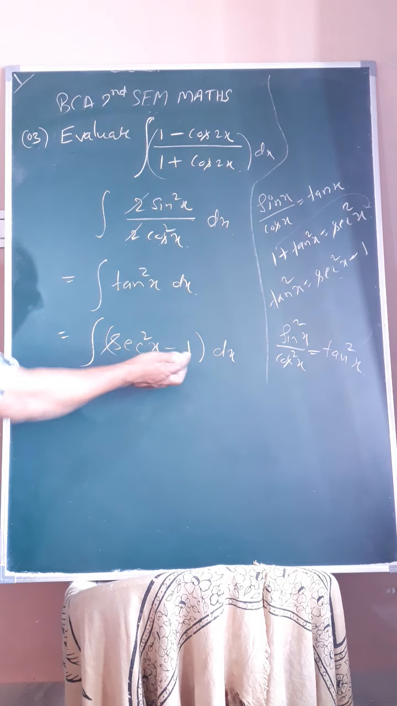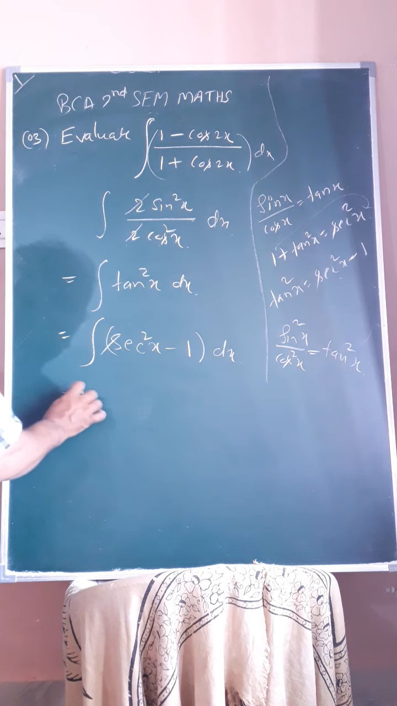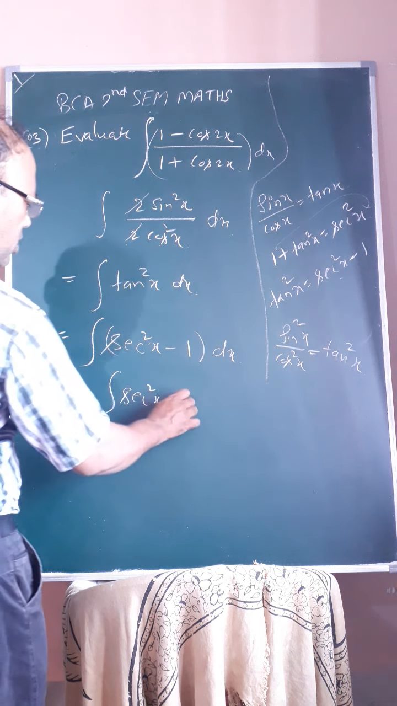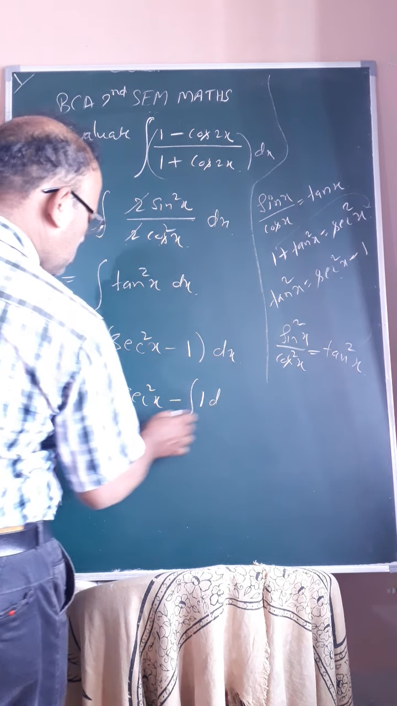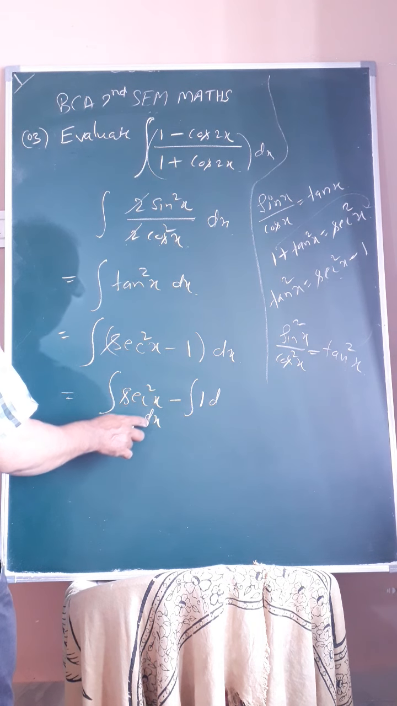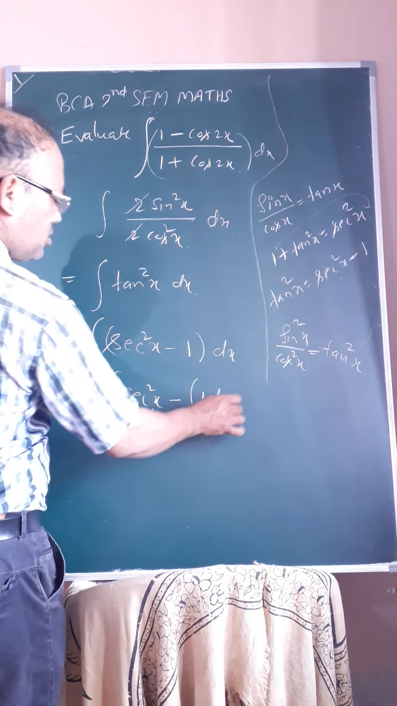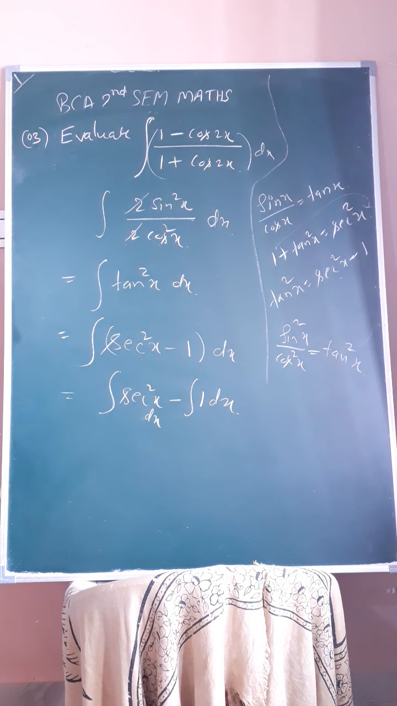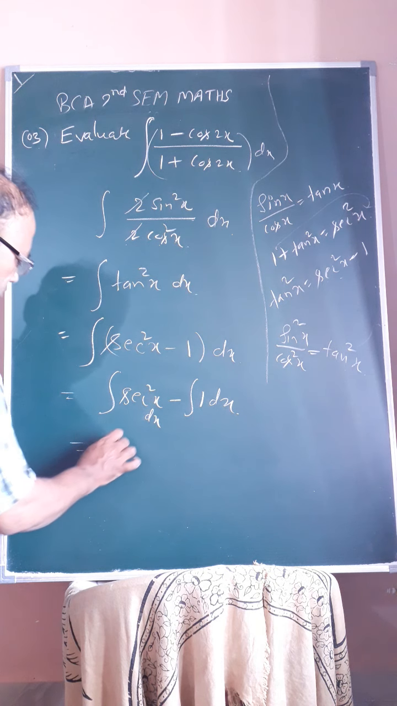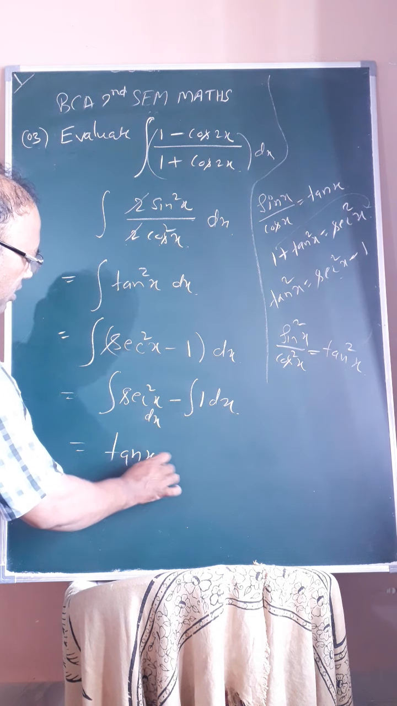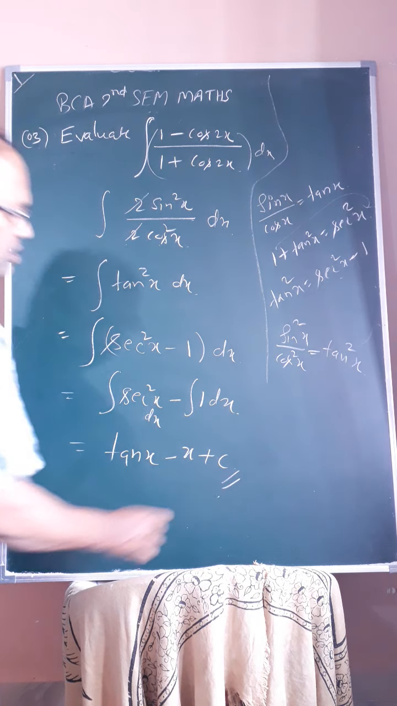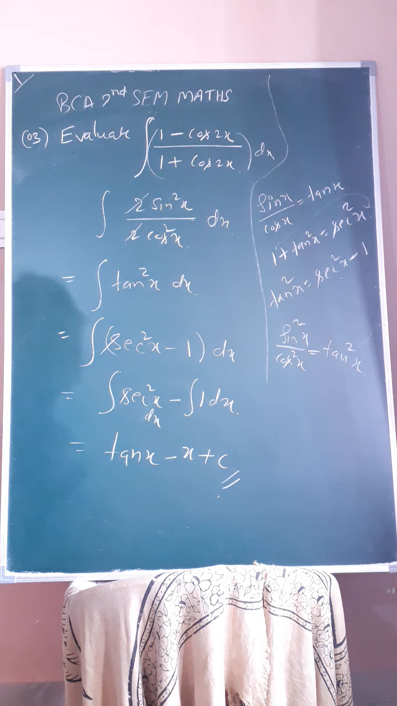Apply the integration symbol to each term. Integration of secant square x dx minus integration of 1 dx. According to the trigonometric integration formula, integration of secant square is tan x. Tan x minus the integration of 1, which is x, plus c. C is the constant of integration.